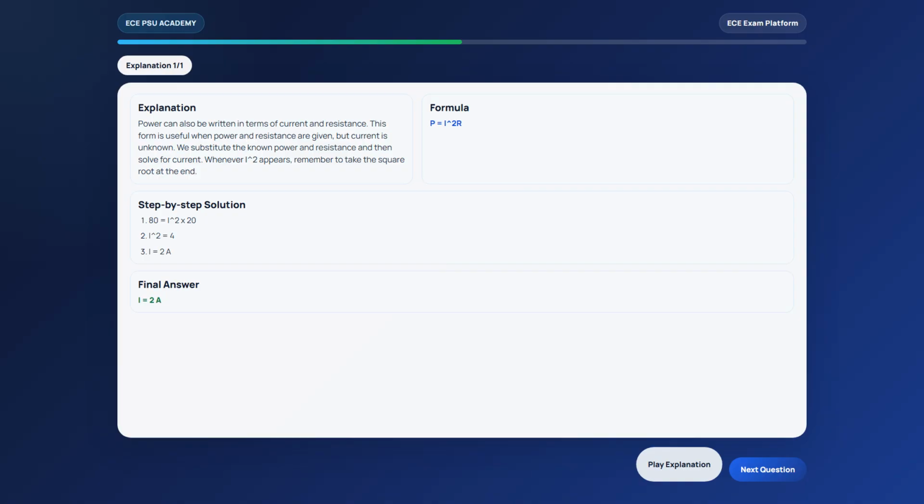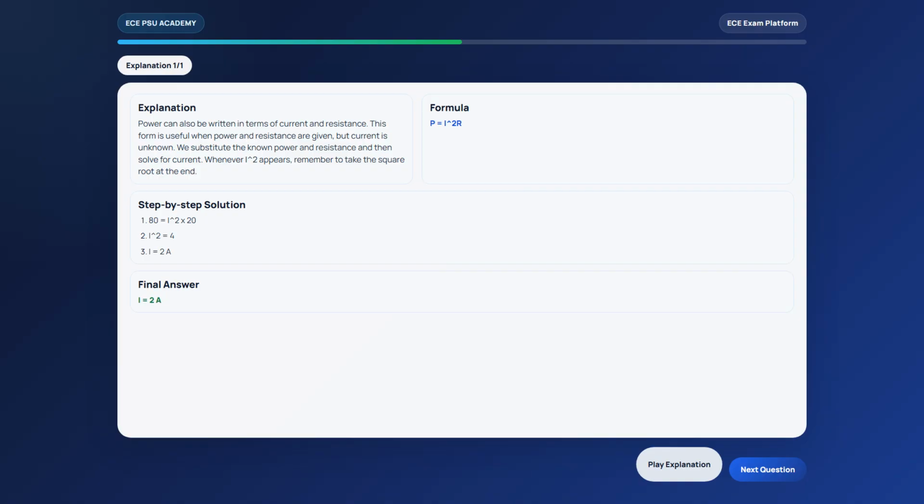Step 1. Use the power formula. P equals I squared times R. Substitute P equals 80 watts and R equals 20 ohms, 80 equals I squared times 20. Step 2. Isolate I squared. Divide both sides by 20.